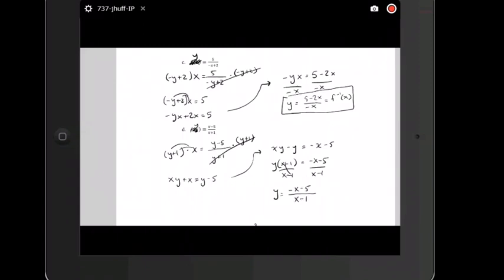So the inverse is negative x minus 5 divided by x minus 1. So the biggest thing to remember there for finding inverses are the two steps. Replace or switch the place of x and y, and then solve for y.